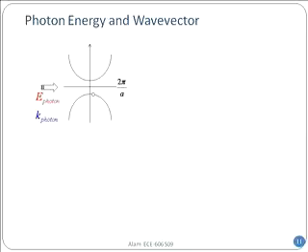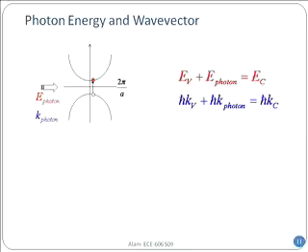And let's say a photon is coming in with a wave vector k photon. This thing is coming in. It kicks the electron up in the conduction band. The red electron up in the conduction band leaves behind a hole. Now, one thing it has to do is to conserve energy, right?